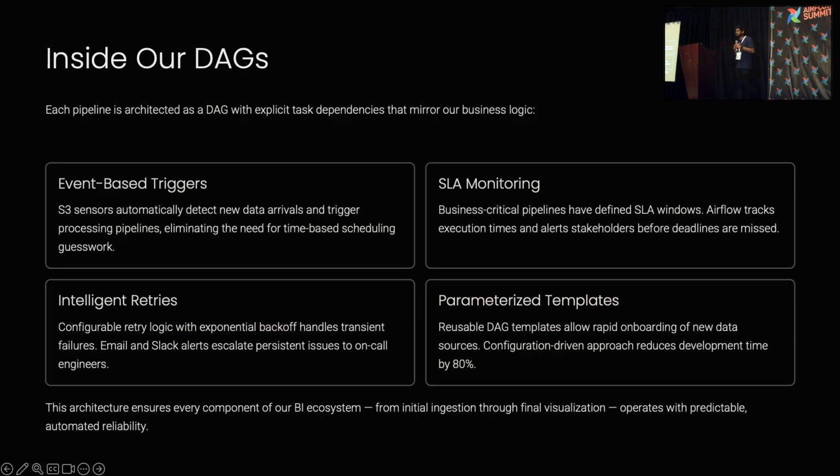And at the same time, intelligent retries. We used to have problems with two things: transient errors and persistent errors. Transient errors, Airflow handled 100% without any intervention. For persistent errors, we get called on call and can immediately jump in and fix things as soon as possible.